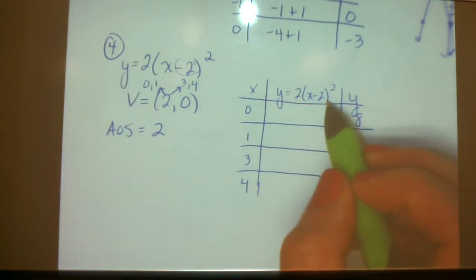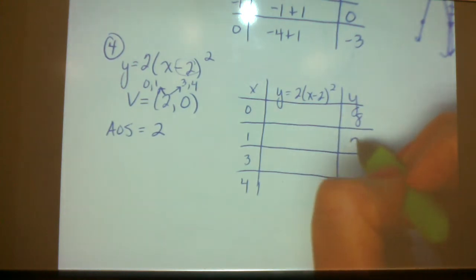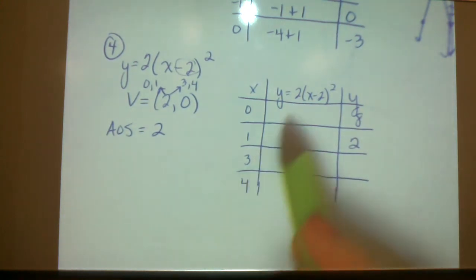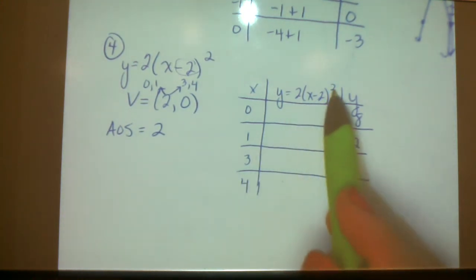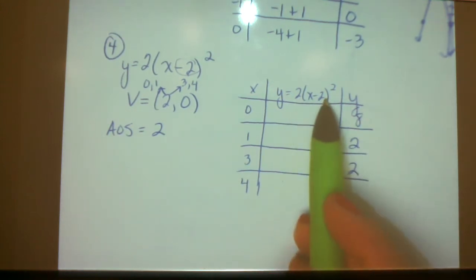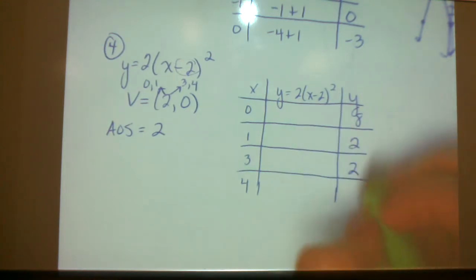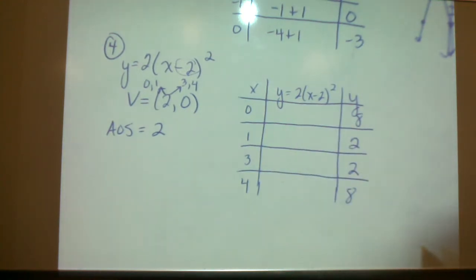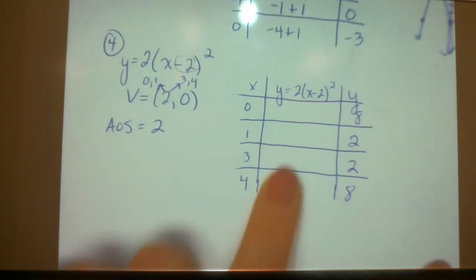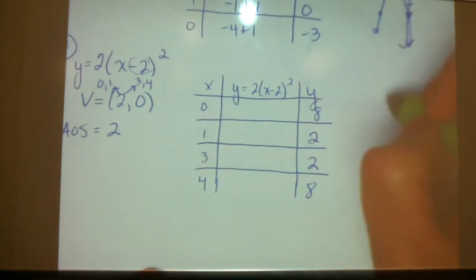1 minus 2 is negative 1. Negative 1 squared is 1. 1 times 2 is 2. 3 minus 2 is 1. 1 squared is 1. Times 2 is 2. 4 minus 2 is 2. 2 squared is 4. 4 times 2, 8. So I left this, I didn't really need this piece, but that's okay. Let's graph it.